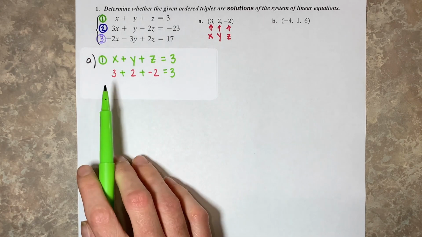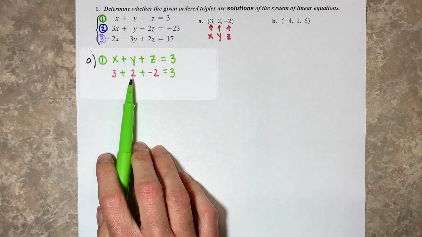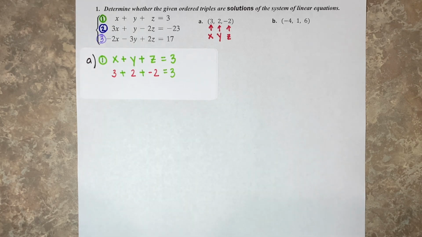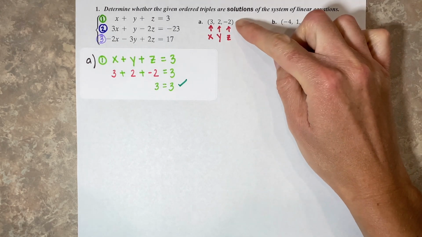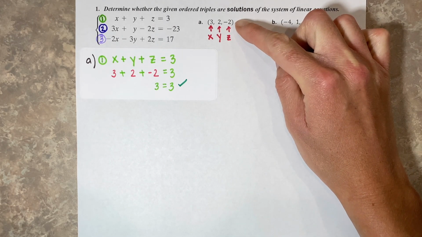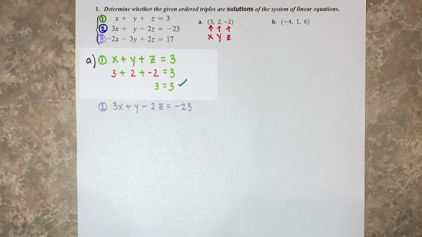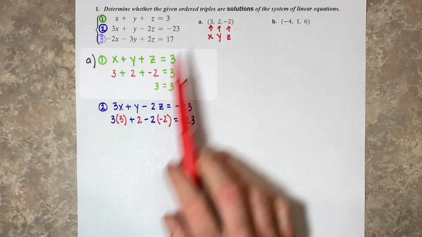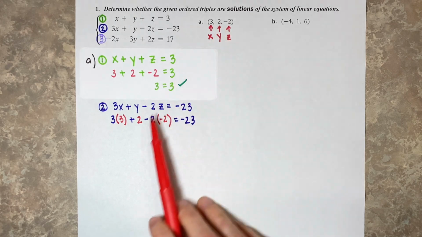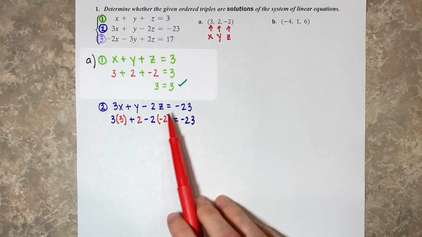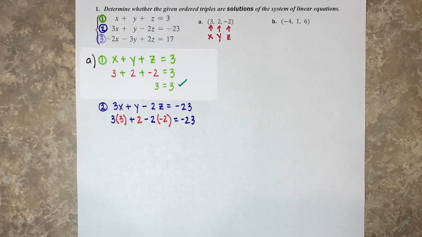If we simplify, 3 plus 2 gives us 5, and 5 plus a -2 gives us 3. So we end up with the true statement, 3 equals 3. Let's see if this ordered triplet also gives us a true statement when we plug it into equation 2. So we plugged in 3 for x, 2 for y, and -2 for z. Now I'm going to simplify to see if we get a true statement.